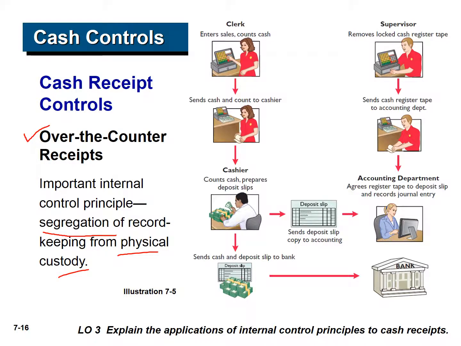So for example, the clerk enters sales, counts the cash, sends the cash and the count to the cashier. The cashier counts the cash, prepares a deposit slip, sends the cash and deposit slip to the bank, and also a copy of the deposit slip goes to accounting. So the accounting department then agrees the register tape, remember we got the register tape, to the recorded entry, and then it goes to the supervisor and removes the locked cash register tape.